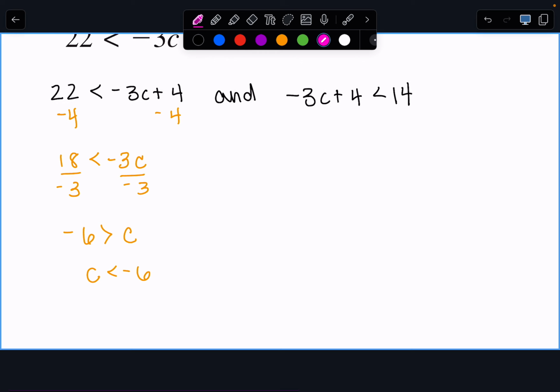Now we have to solve our other one. So again, we're going to need to subtract 4. Oh, well, that's too bad. So when we divide by -3, we get c is greater than -10/3.